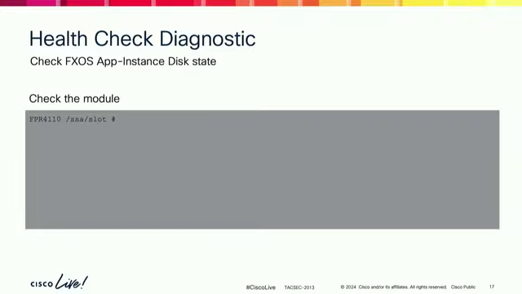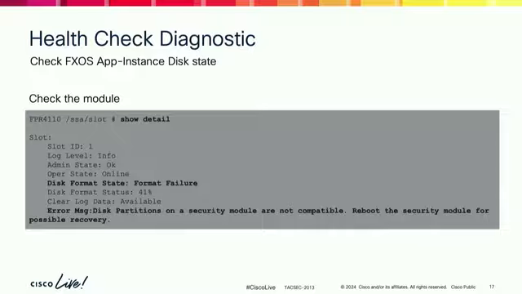To check the security module app instance disk state, because as we know, all of this is hardware related, we can go show detail after a scope SSA and the slot. And we are going to see something like this. For example, we have this format state, and it shows format failure, right?